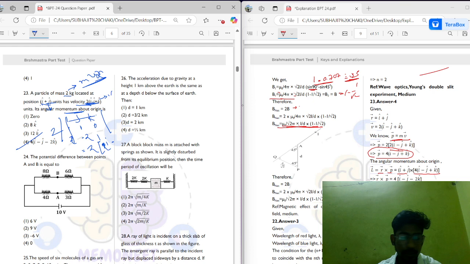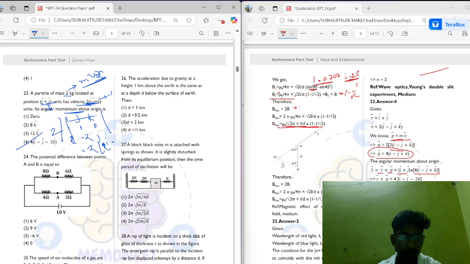A ray of light is incident on a thick slab of glass as shown in figure, thickness t. The emergent ray is parallel to the incident ray but displaced sideways by a distance d. If angles are small, then d is, okay, small means theta, sin theta equals theta and cos theta equals 1. Lateral shift is given by the formula t by cos r into sin(i minus r).